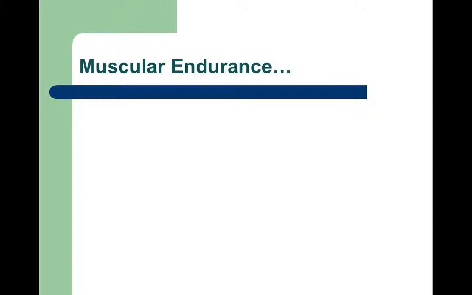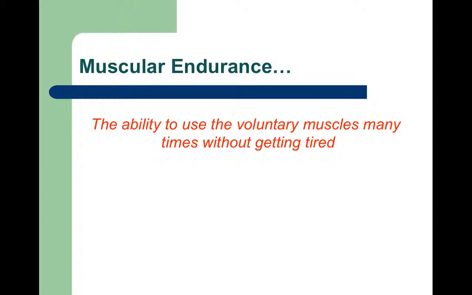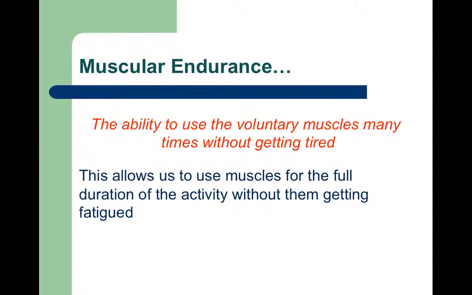Next fitness component then is muscular endurance. Okay, and this is the ability to use the voluntary muscles many times without getting tired. So when we talk about voluntary muscles, they're referring to all the muscles that we commonly know, like biceps, triceps, quadriceps, hamstrings. So these are all the muscles that work under our control around the skeleton. So this is basically talking about allowing us to use muscles for the full duration of the activity without them getting fatigued. So this is muscles being used repeatedly without getting tired.